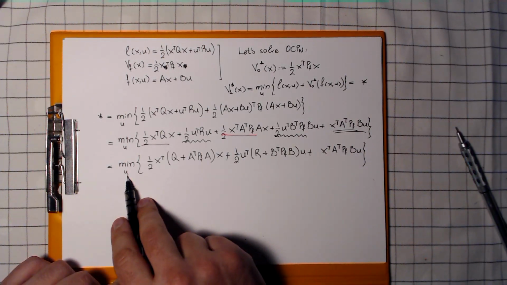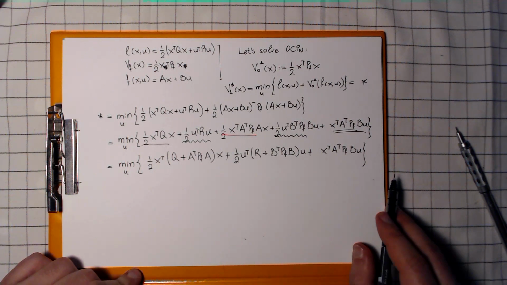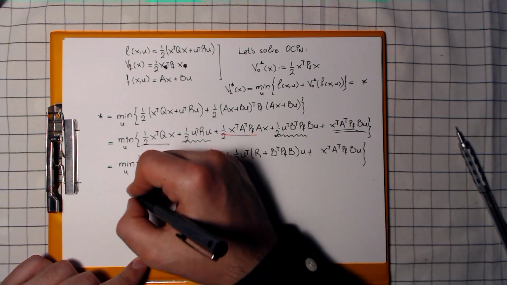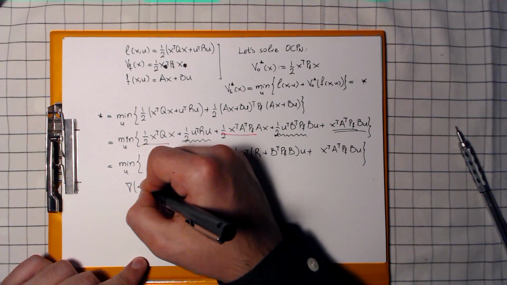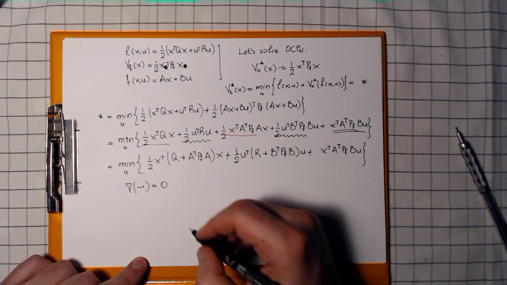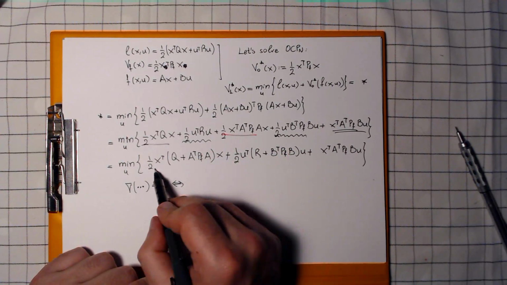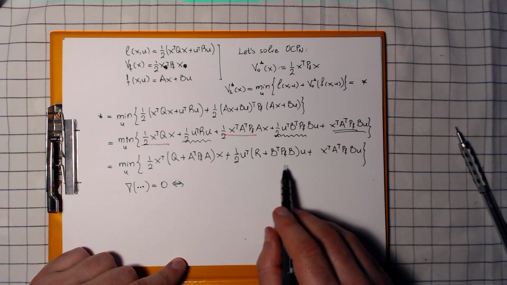How do we find the optimal value of u? This is an unconstrained problem. So how do we do that? We take the gradient of this thing inside here and we set it equal to 0. And if we take the gradient here, this is constant, so it has gradient equal to 0.